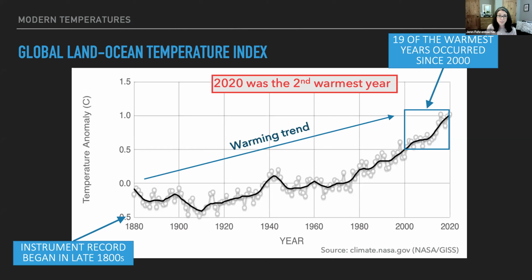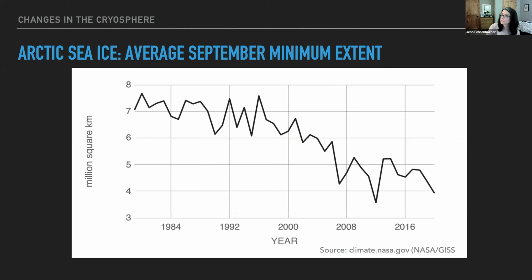2020, it was just announced, it was the second warmest year on record since humans have been taking the temperature of the planet. So we see this and we say, okay, it looks like the temperature of the planet is getting warmer. So what about changes in other portions of the planet? We know that the temperature is changing.